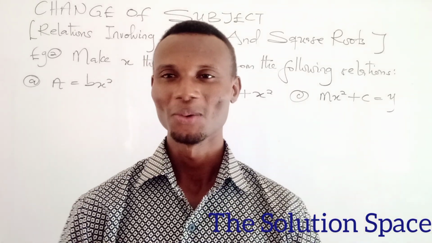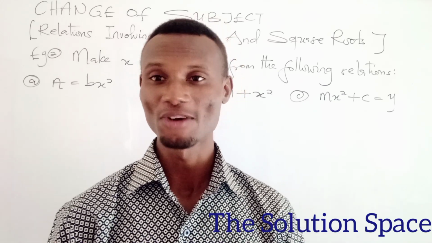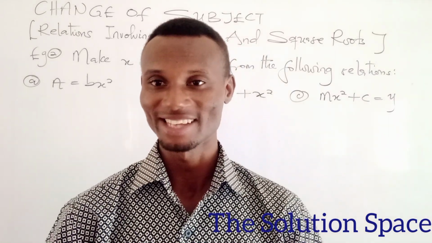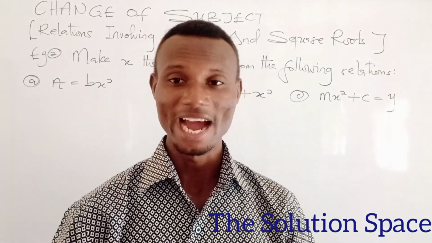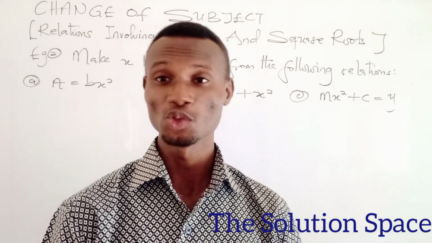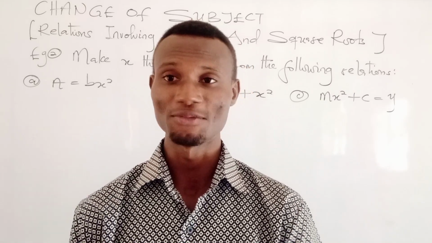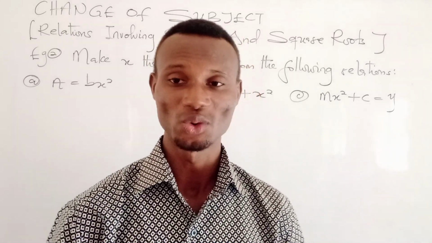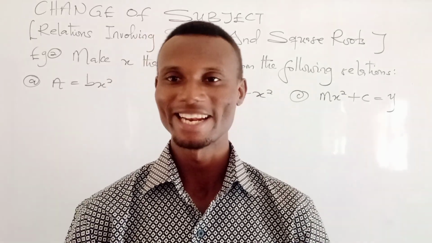Hello once again. Welcome to example 2 on the relations involving square and square root under the change of subject that I started with you in the first video. In the first video, we started looking at an aspect of the change of subject, and that is relations involving square and square root. We've done a detailed explanation on it, and we've solved some examples on it as well, and I hope you all understood it and enjoyed the lesson as well.